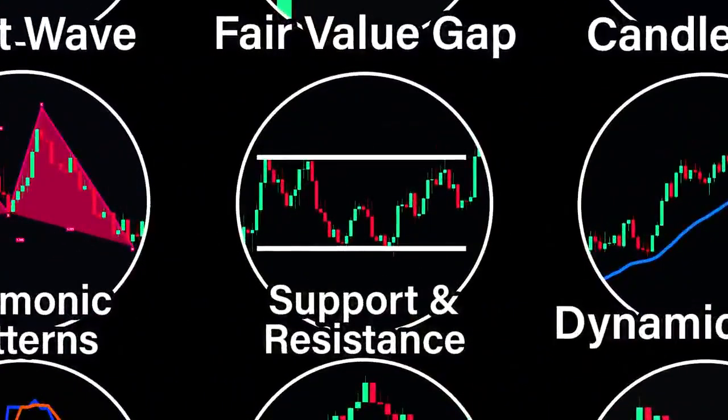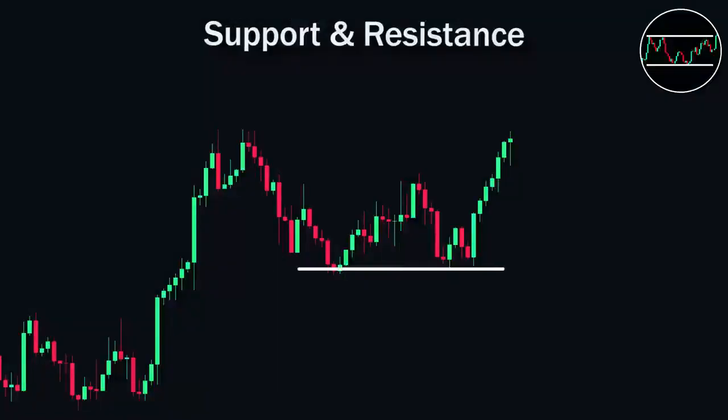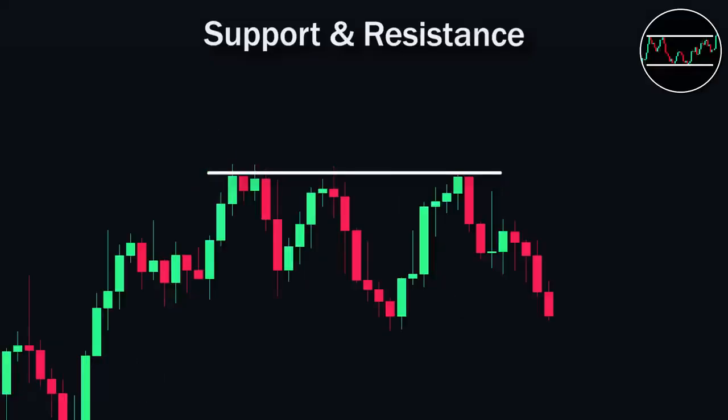Support and resistance. These are key levels that form horizontally where the price has bounced off in the past and could possibly bounce again in the future. If the level is below the price, it's called support, where you can take a buy position if the price approaches it, and if the level is above the price, it's called resistance, where you can take a sell position if the price approaches it.